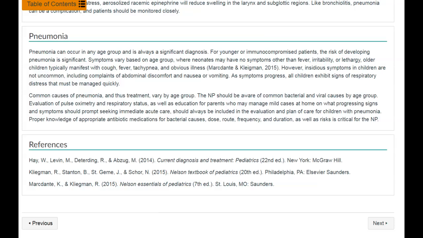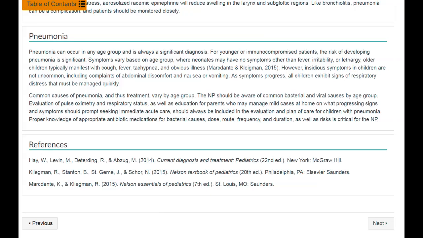Neonates may have no symptoms of pneumonia other than fever, irritability, or lethargy, while older children typically manifest with a cough, fever, tachypnea, and obvious illness. However, insidious symptoms in children are not uncommon, including complaints of abdominal discomfort and nausea or vomiting. As pneumonia symptoms progress, all children exhibit signs of respiratory distress that must be managed quickly.